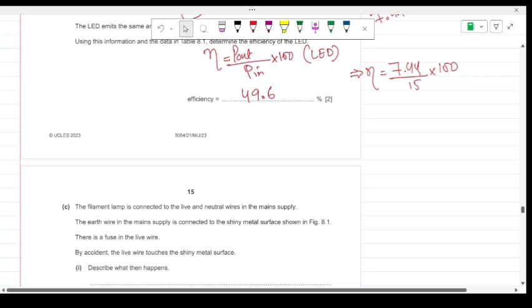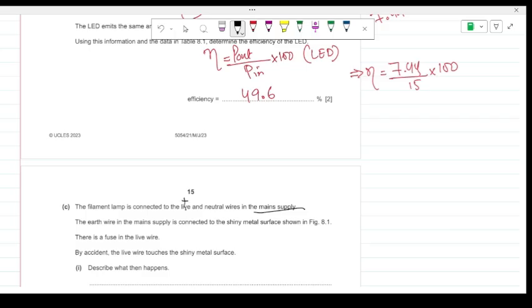Okay, moving on to question number 8, part C. The filament lamp is connected to a live wire and a neutral wire in the main supply. The earth wire in the main supply is connected to the shiny metal surface as shown in figure 8.1. There is a fuse in the live wire. By accident, the live wire touches the shiny metal surface.